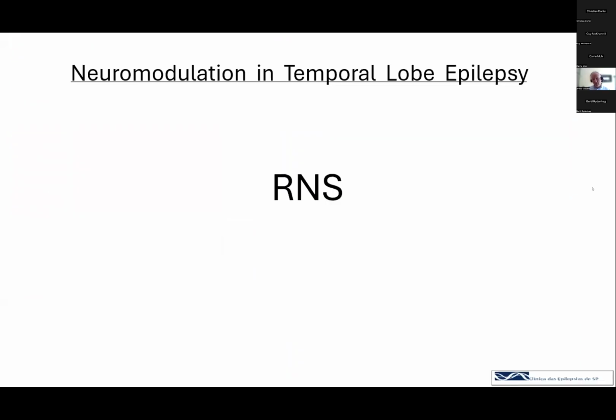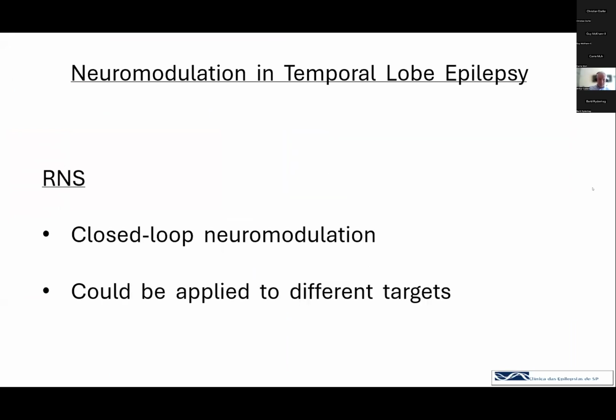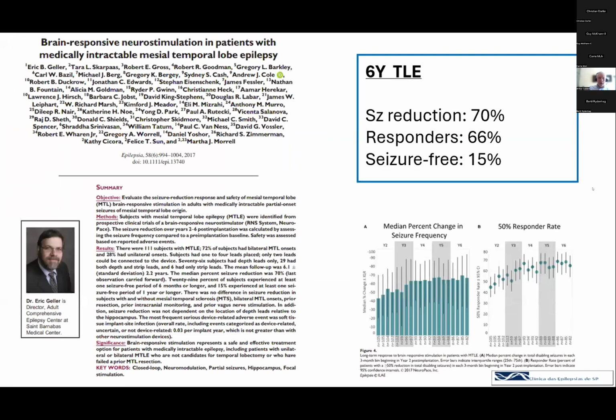Then comes RNS. I'm not going to discuss much of this because Carrie did such a wonderful job, but if you look at long-term follow-up for temporal lobe epilepsy, you're going to see a mean seizure reduction of 70%, meaning 66%, which is almost 70% too, and seizure-free patients for at least a year of 15%. And these numbers are remarkably similar to what you just saw for patients using ANT-DBS. So it's different technology, but the results are pretty much the same.